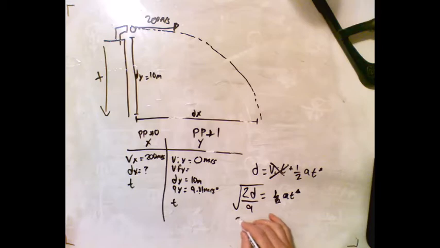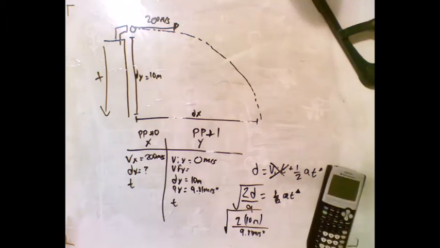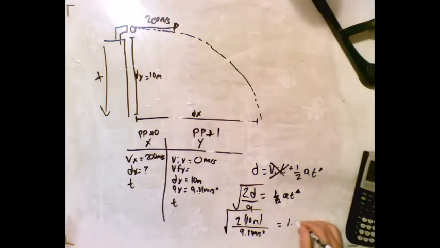So 2 times my distance, which is 10 meters, divided by my acceleration, all square rooted, will give me my time. So 2 times 10 divided by 9.81 square rooted. My time is equal to 1.4278 seconds, and I don't want to round it at all.